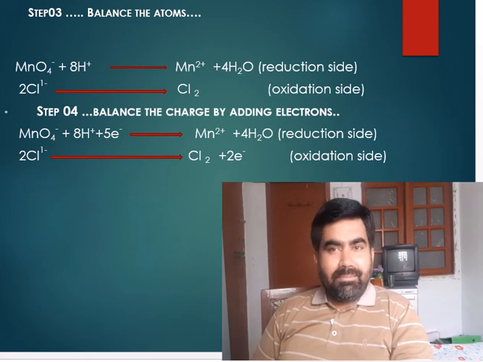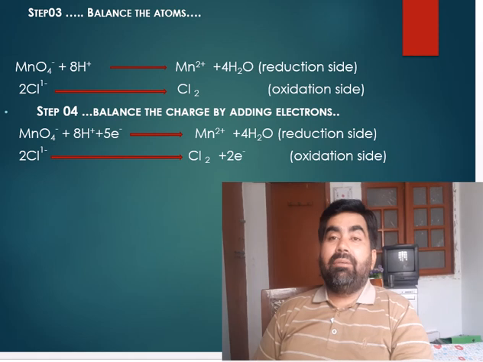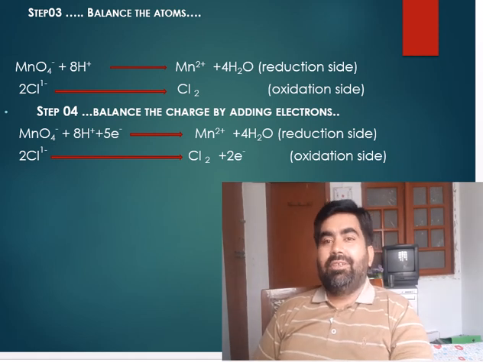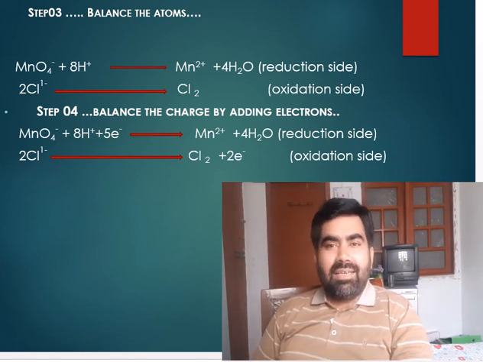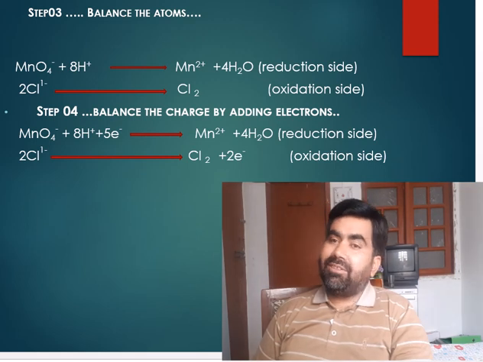So in the second step, a chlorine ion is going to produce a chlorine molecule. It means we have to add another chlorine ion. So 2 chlorine ions are going to produce chlorine molecules, meaning the oxidation side.